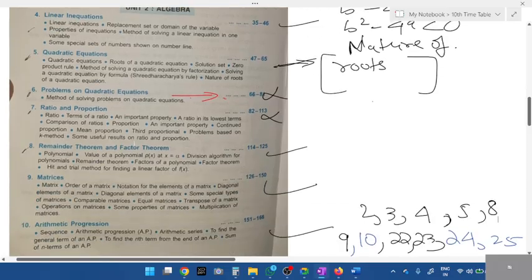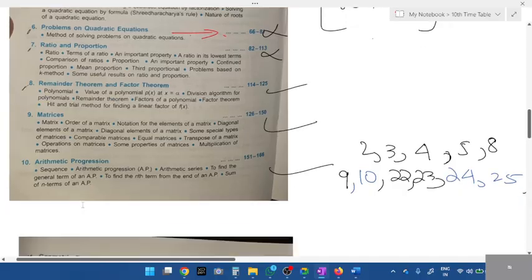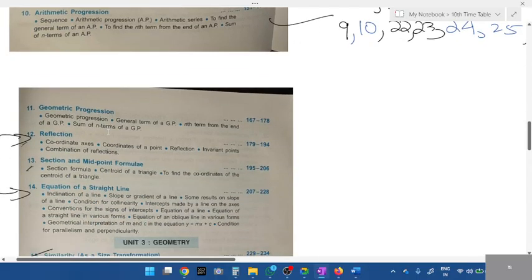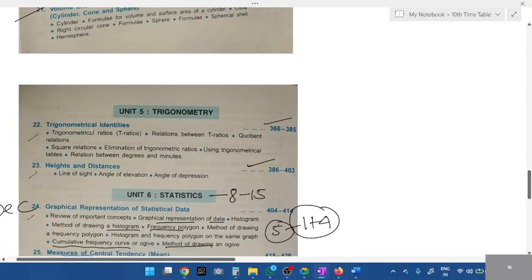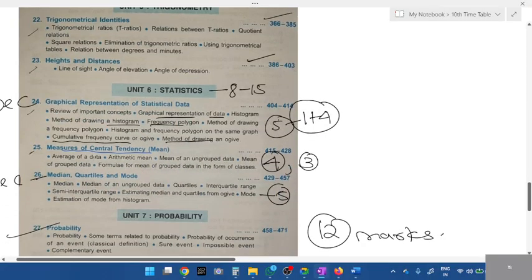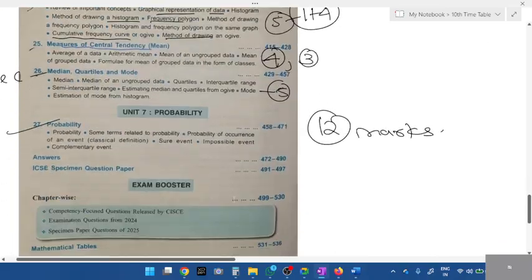Roots question. Next, factor remainder theorem. All of you will remember factor remainder. Okay, if you want, we'll revise. Just a few questions. Matrix, we'll revise factor remainder, AP questions. Okay, next. Even this one, trigonometry, heights and distance also will revise. Fine. We'll start with the next one, students. Graphical representation, ogive, third question.